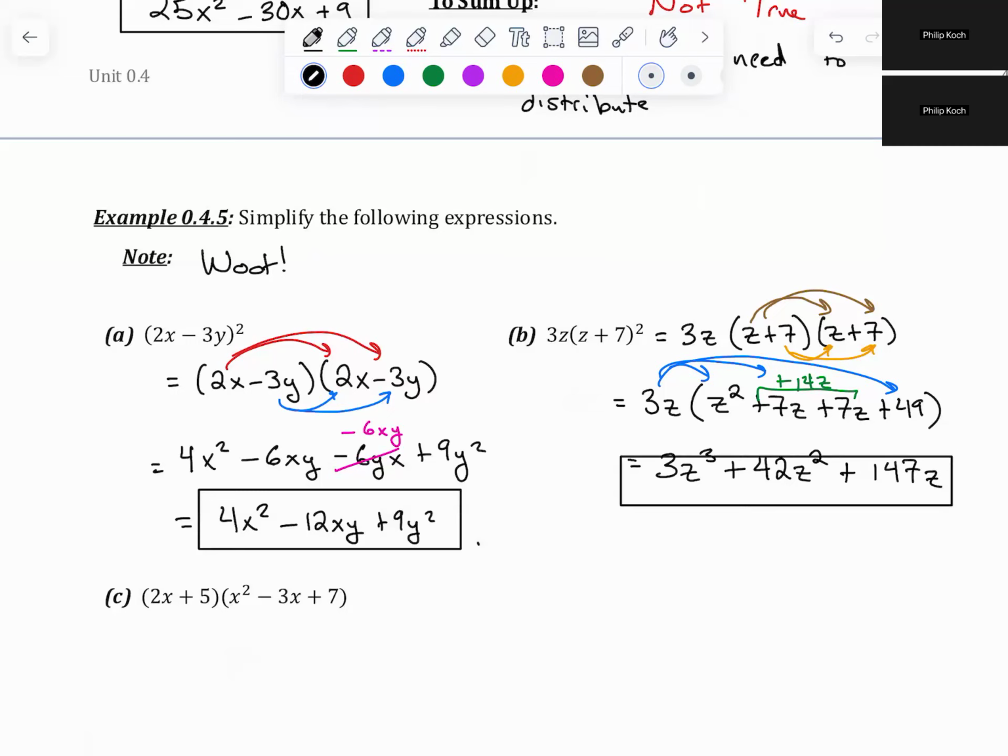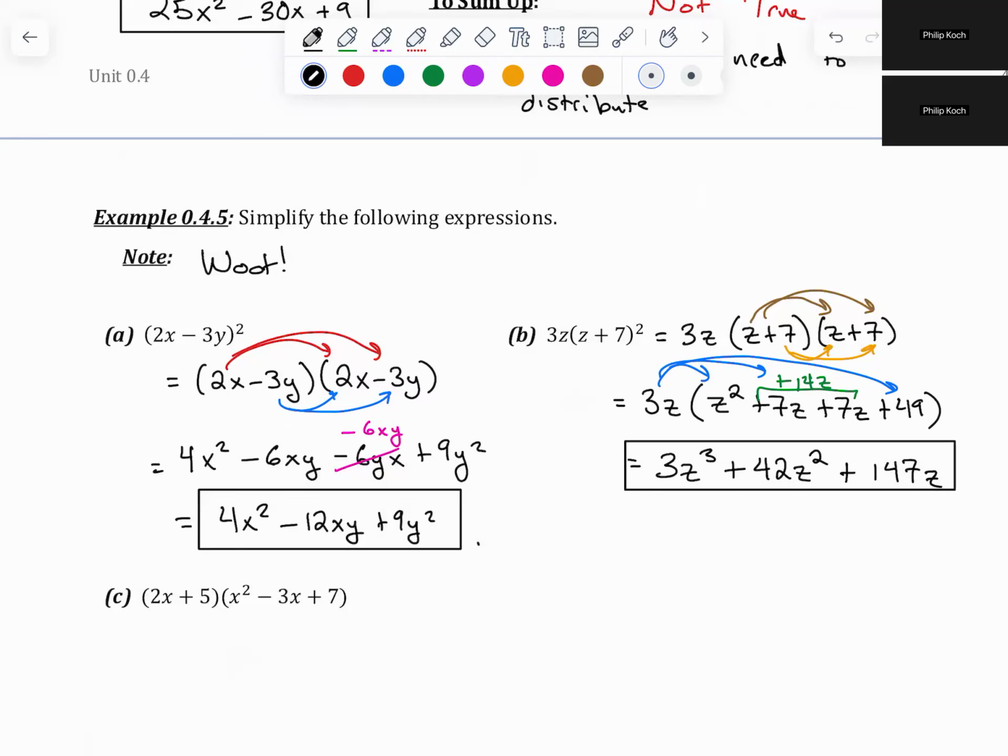All right, so for the first one, you should get 4x squared minus 12xy plus 9y squared. And for part B, you should get 3z cubed plus 42z squared plus 147z. For the first one, by the way, I wrote it again where when you distribute, technically for the third term you get a negative 6yx. But from now on, I'm going to skip writing that. I'm just going to write them in the same order all the time because of the commutativity of multiplication. It means the same thing forwards and backwards. So you combine those things to get negative 12xy plus the 9y squared.